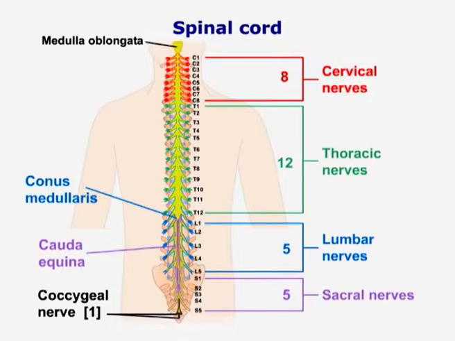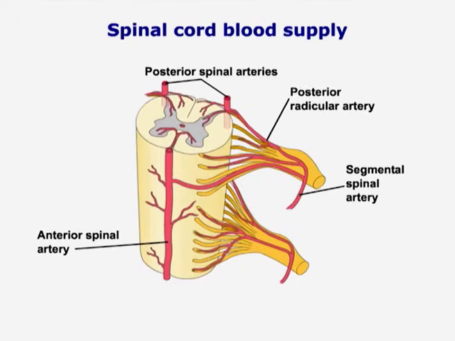regions. There are 31 pairs of spinal nerves: 8 cervical, 12 thoracic, 5 lumbar, 5 sacral, and 1 coccygeal. There is also 1 spinal accessory nerve, which is part of the 11th cranial nerve. Blood supply to the spinal cord is by 1 anterior and 2 posterior spinal arteries.